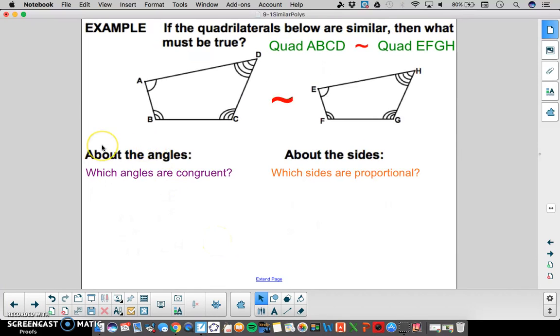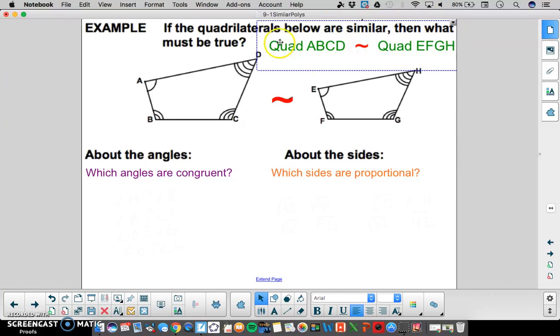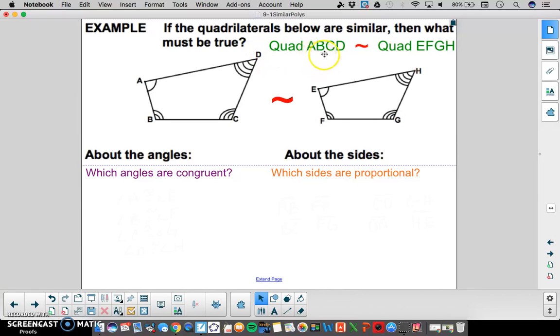Okay, go ahead and pause here and try this example. If the quadrilaterals below are similar, then what must be true? Right here, I've written what's called a similarity statement: quadrilateral ABCD is similar to quadrilateral EFGH. Notice we already have markings on each quadrilateral to indicate which angles are congruent. If we know those quadrilaterals are similar, we know which angles are congruent and which sides are proportional. You would have to write those statements for each set.